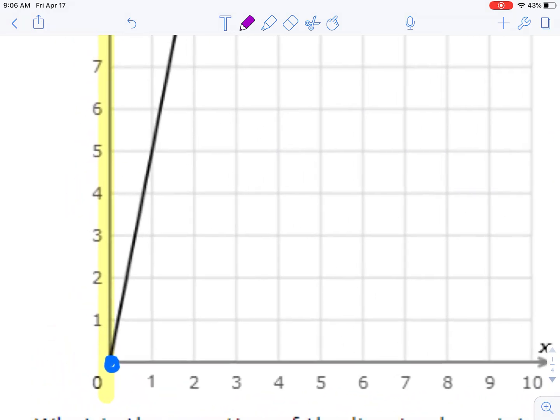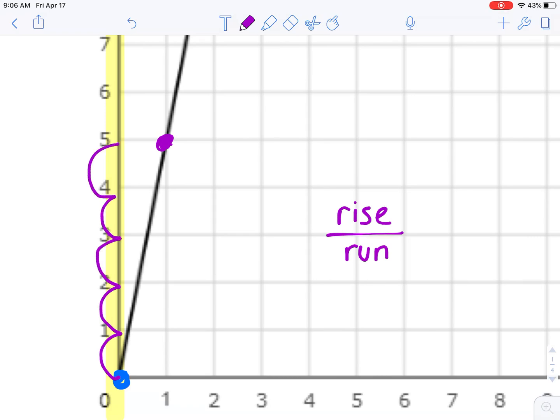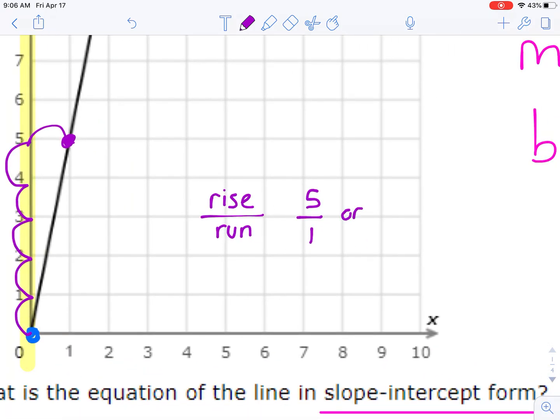To find the slope, you want to look real closely for the first place where it connects and goes through the corner of a box. Now, we talked about this the other day. Slope is rise over run. How much do you go up and how much do you go over? 1, 2, 3, 4, 5 is my rise, and I go over 1. You can write this as 5 over 1 or just 5.